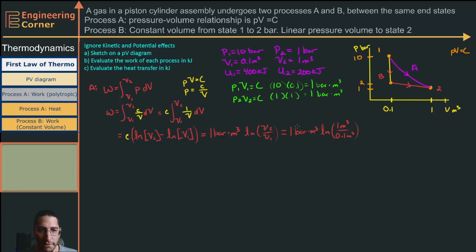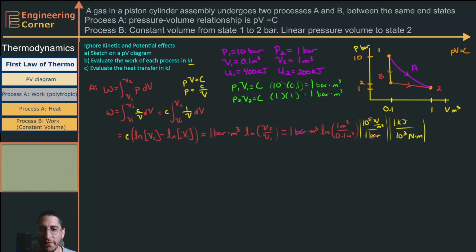We want this in units of kilojoules. Right now we're in bar meters cubed. These two are going to cancel out, but to do this, first we're going to take care of our bar. So 1 bar is going to be 10 to the 5th newtons per meter squared. And then we're going to get it to kilojoules. We're going to say 1 kilojoule is equal to 10 to the 3rd newton meters. We can check our work. We can say, okay, so my bar is going to cancel with a bar.